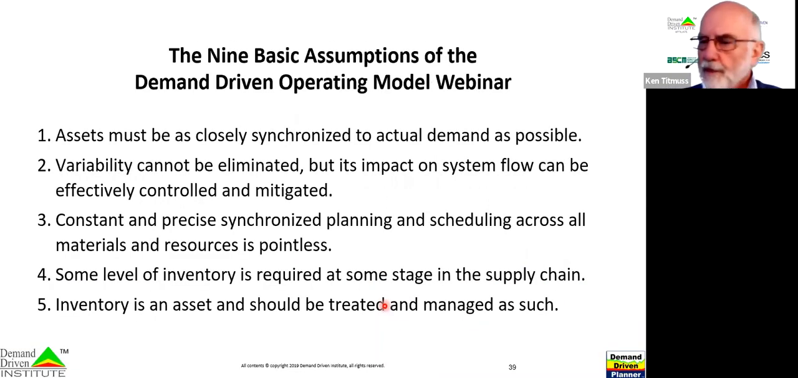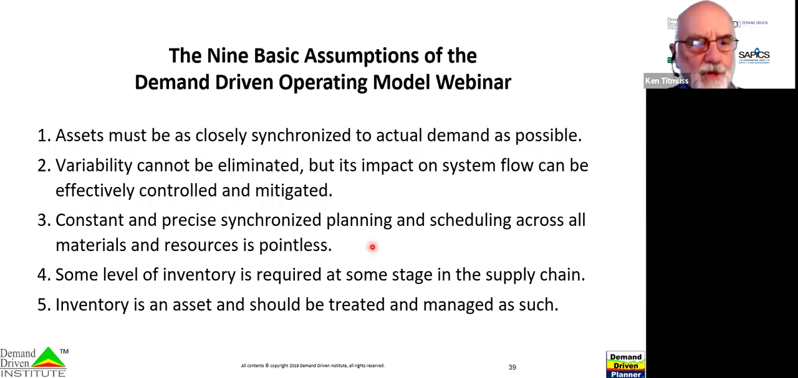So as a review, let's have a look at those 9 assumptions of a demand-driven model again. Assets must be closely synchronized to actual demand as much as possible. Kind of makes sense. Variability cannot be eliminated, but its impact on system flow can be effectively controlled and mitigated. Constant and precise synchronization, planning, and scheduling across all materials and resources is really quite pointless because something is going to be going wrong all the time.